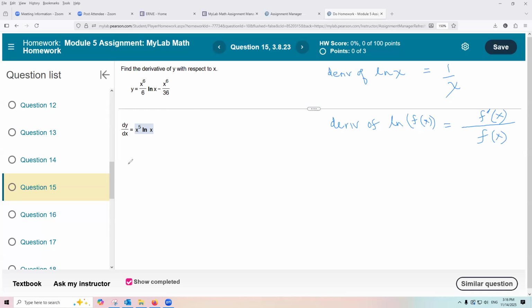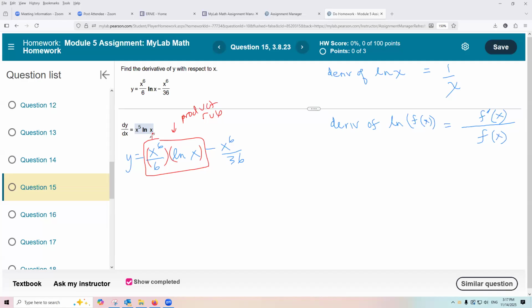All right, let me write this out. x to the 6 over 6 ln x minus x to the 6 over 36. If you notice the first expression here, we're going to need the product rule, right? Because it's one function of x multiplying another function of x.